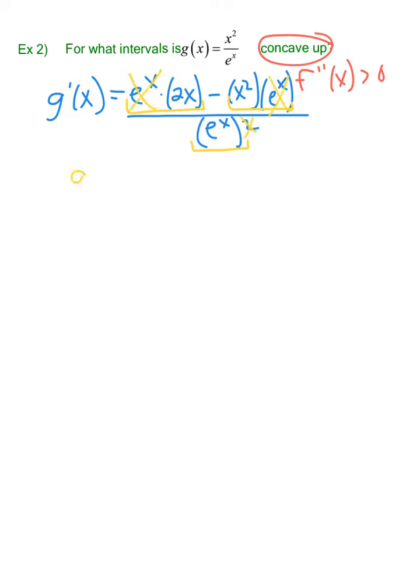So just rewriting our derivative, we have 2x minus x squared over e to the x. So now we work on calculating our second derivative, which again we will see that we can apply the quotient rule. So low d high, so the low is e to the x, times the derivative of the top.